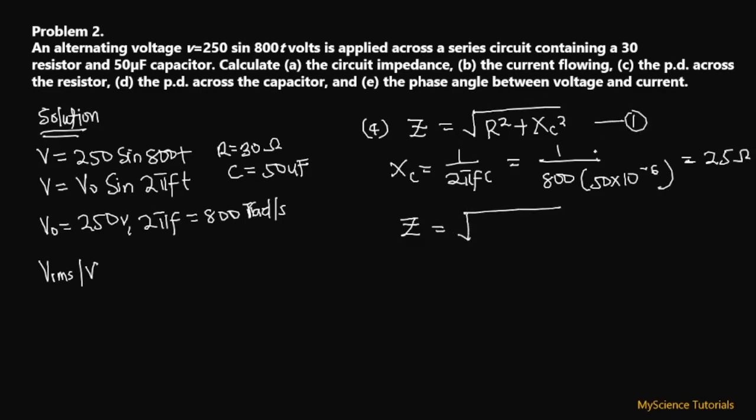So now that we have that, we can go ahead and do the substitution into this formula. Let's say that is equation 1. If we substitute this into equation 1, our resistance is 30 ohms, so we have 30 squared plus 25 squared. So our impedance is equal to the root of 30 squared plus 25 squared, which is 39.05 ohms. So that is the answer for our impedance for the circuit.